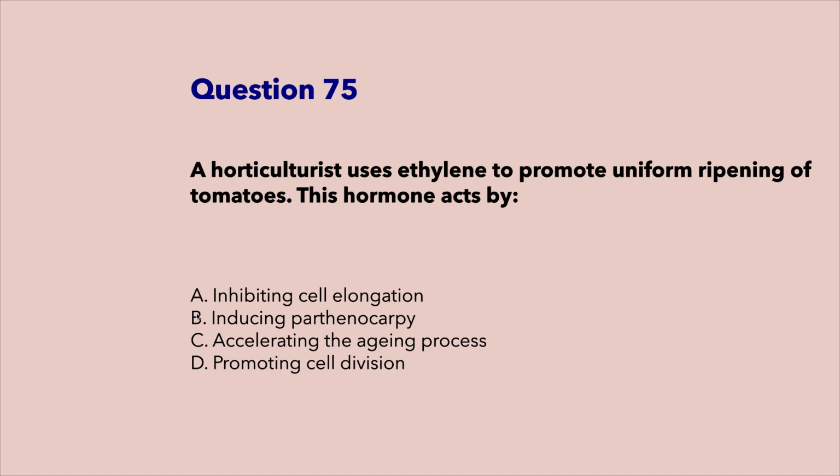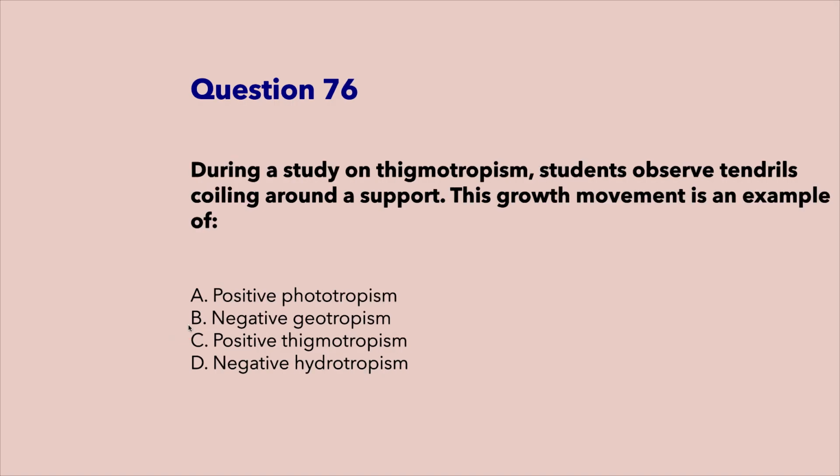A horticulturist uses ethylene gas to promote uniform ripening of tomatoes. This hormone acts by accelerating the aging process. During a study on thigmotropism, students observed tendrils coiling around a support. This growth movement is an example of positive thigmotropism.